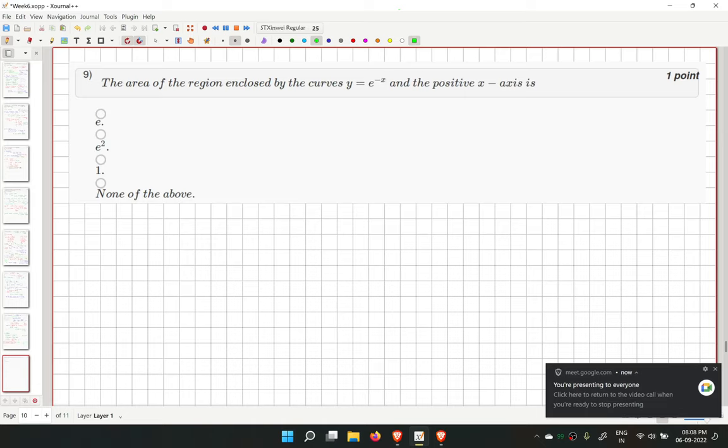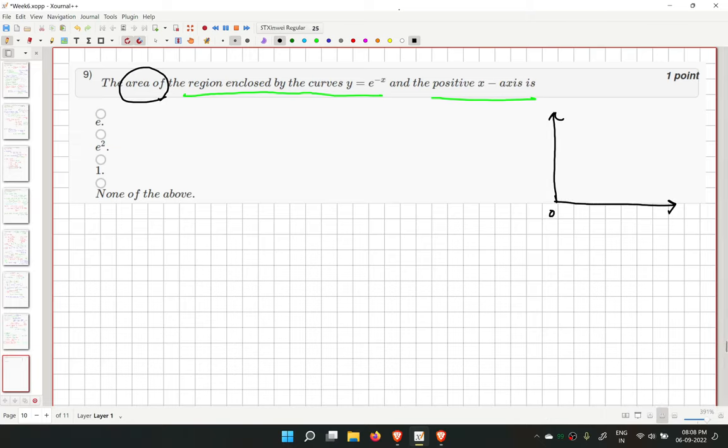This is a problem where we have to find the region enclosed by the curves y equal to e to the power minus x and the positive x axis, and we have to find the area. So let us quickly draw. So this is x, this is e to the power minus x. So at x equal to 0, this will be 1, and then this will asymptotically decay to 0 at x equal to infinity. And this is the positive x axis, this side, which is also given by the arrow. So the area under the curve will be this.